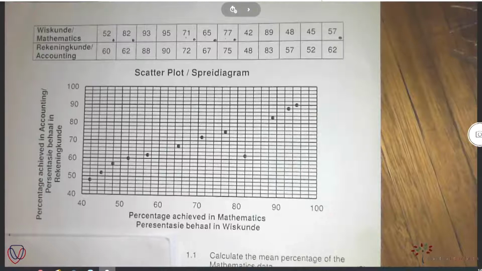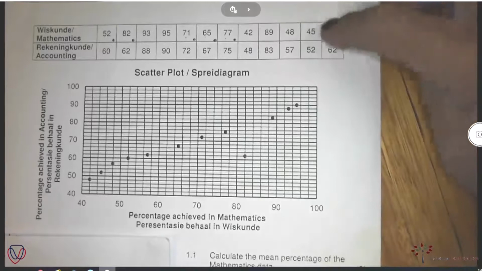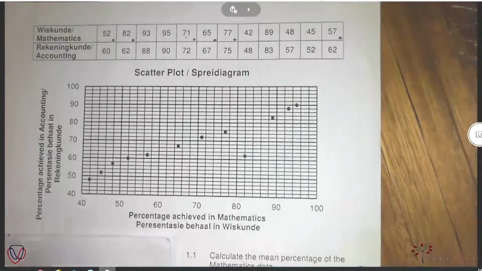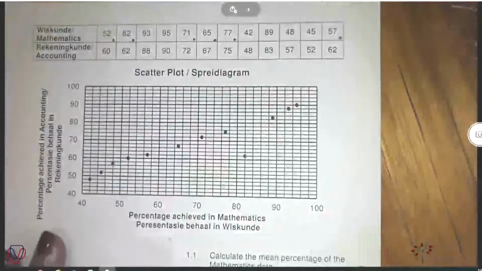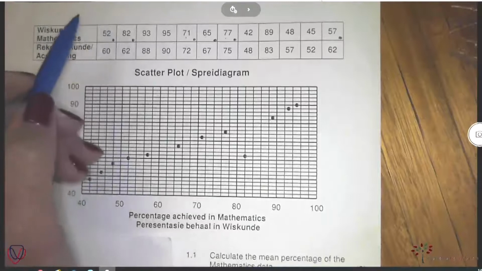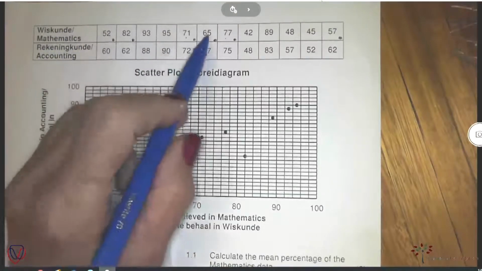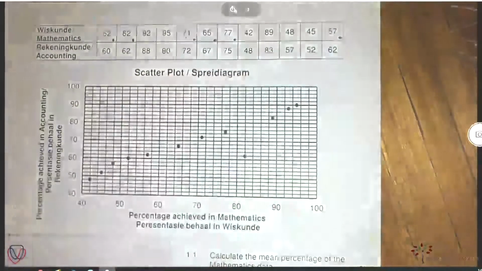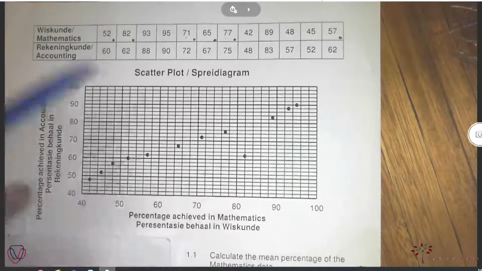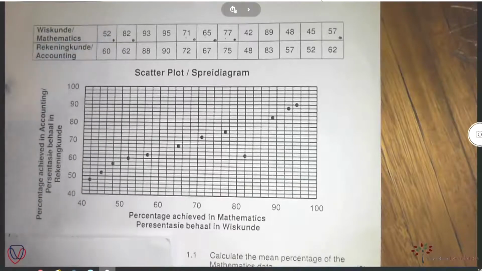There's your scatter plot. Now they said, calculate the mean percentage of the mathematics data. These are all percentages. So all you need to do is add all the percentages and divide by how many learners? It's for the mathematics. 2, 4, 6, 8, 10, 12. 12 learners. So you add. But how do I get the percentages? It's there. You don't do it.